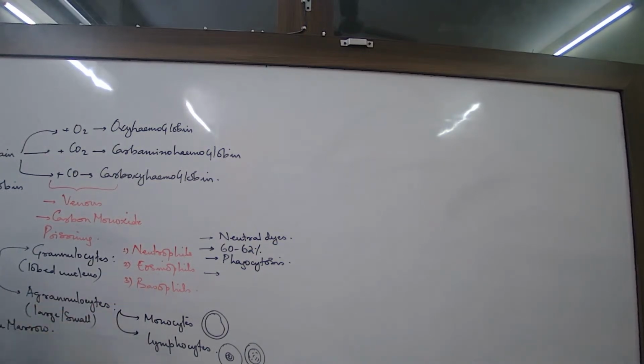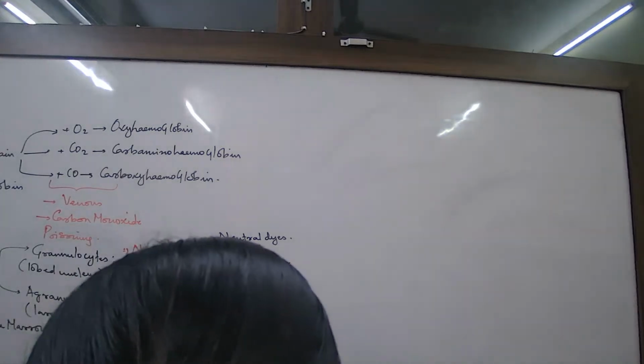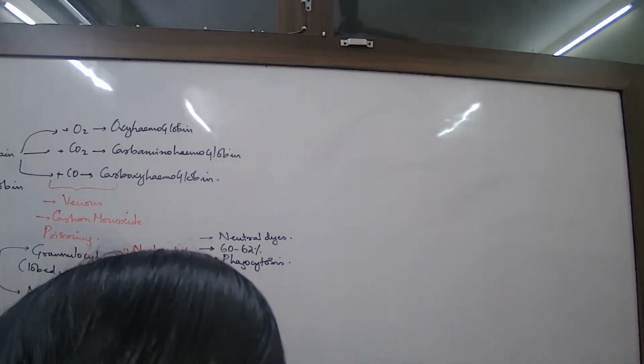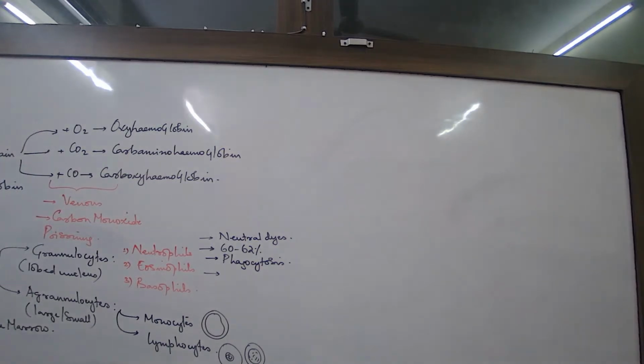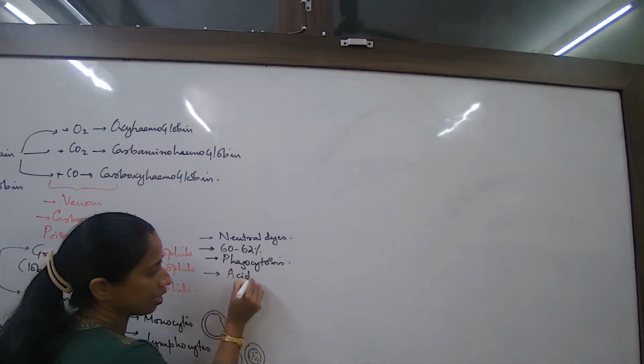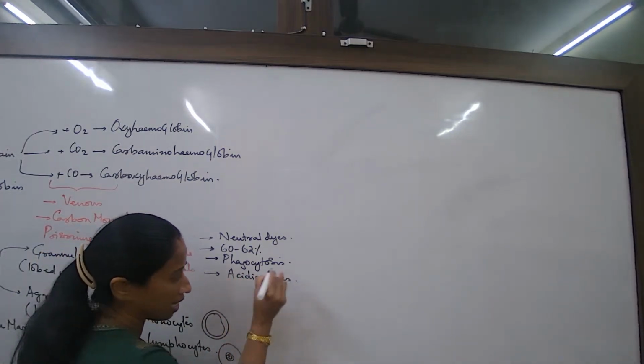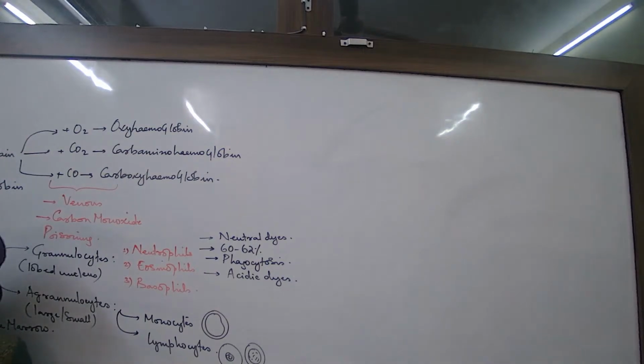Now that I talk about the eosinophils, what type of dye should be used? For eosinophils, basically acidic dyes are used. Check in your table, there should be a table there. Acidic dye should be used if I talk about eosinophils. So that means if I use any acidic dyes, then only this type of cells I will be able to see.